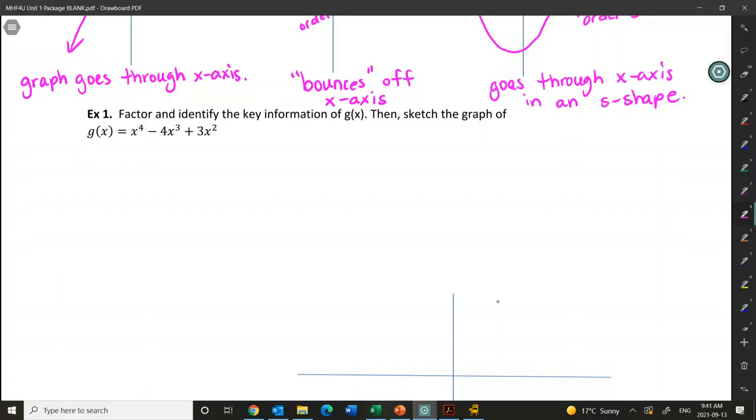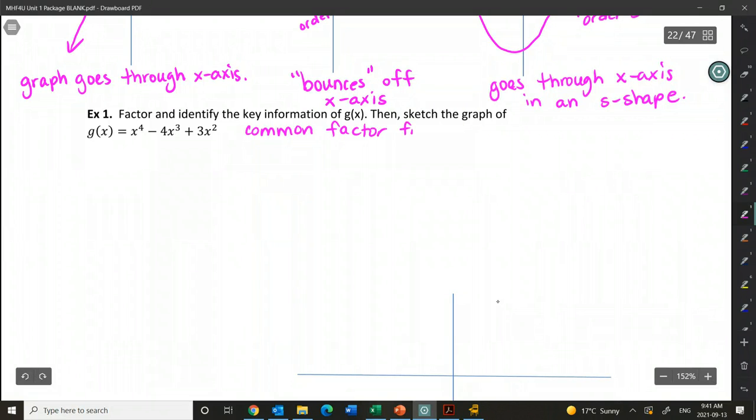So first things first, anytime I'm factoring, I always common factor first. Is there a common factor here? Kenzie? X squared. So I see that there are 2 x's in every single one of these terms. I'm going to common factor that out because I want to make my life much easier. Who doesn't want to do that? And then I will be left with x squared minus 4x plus 3.